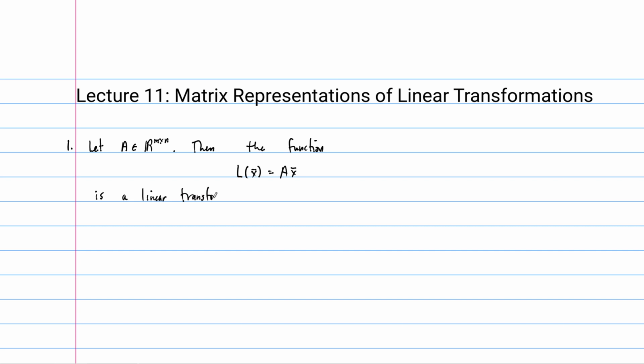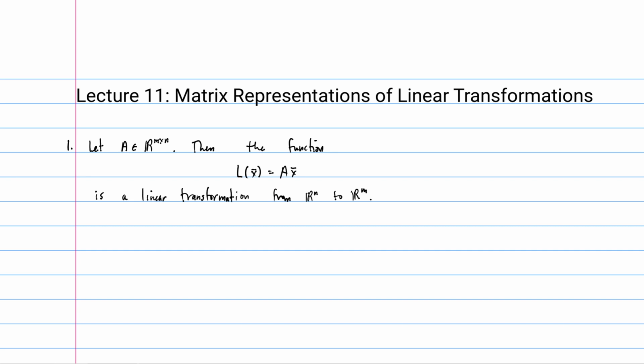And remember, that means you just have to check the two linearity conditions, right? But this is a linear transformation from Rn to Rm. So that means that it takes vectors in Rn, x has to live in Rn, and it returns a vector in Rm. So A times x is a vector in Rm. All right, and because of the properties of matrix multiplication, this defines a linear transformation.